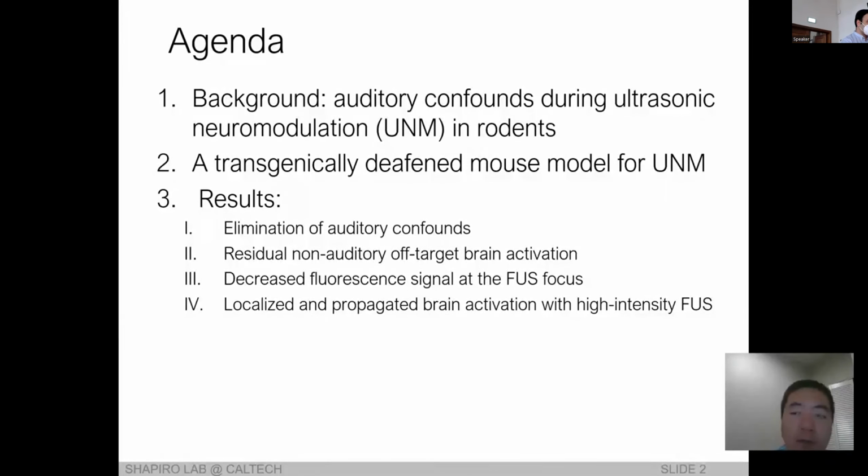First, I would like to review the background of the auditory confounds during ultrasonic neuromodulation in rodents. Then I'm going to talk about why and how we created a transgenically deafened mouse model for ultrasonic neuromodulation. And last, I would like to share some results we got using this deafened mouse model, including elimination of auditory confounds and residual non-auditory off-target brain activation. We also saw decreased fluorescence signal at the ultrasound focus and localized and propagated brain activation with high-intensity ultrasound.